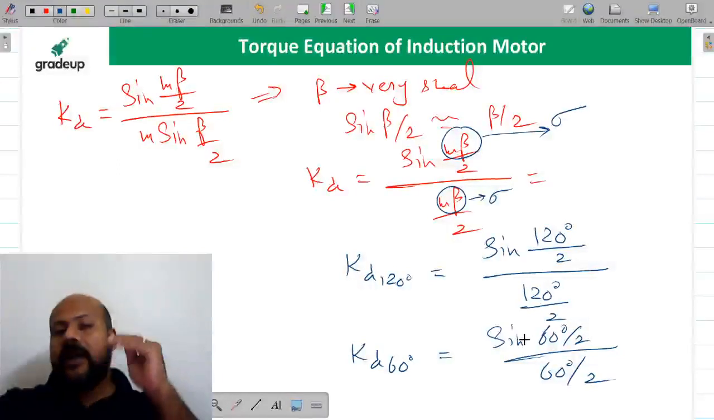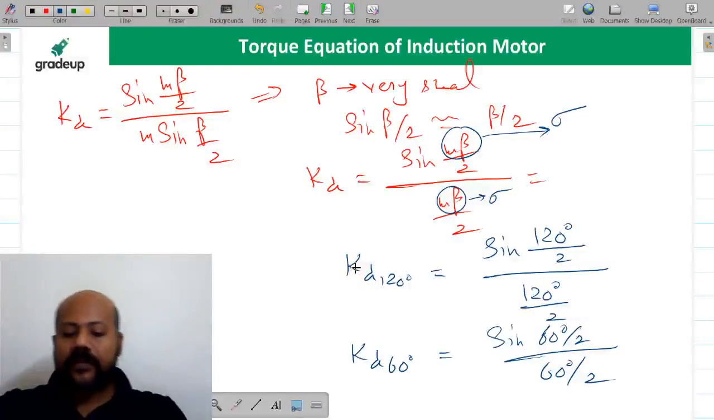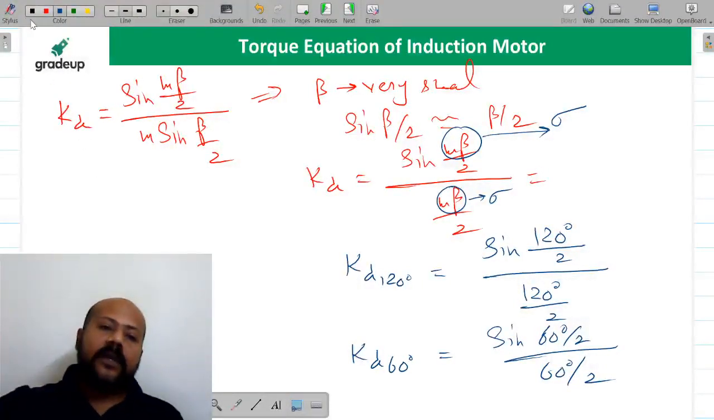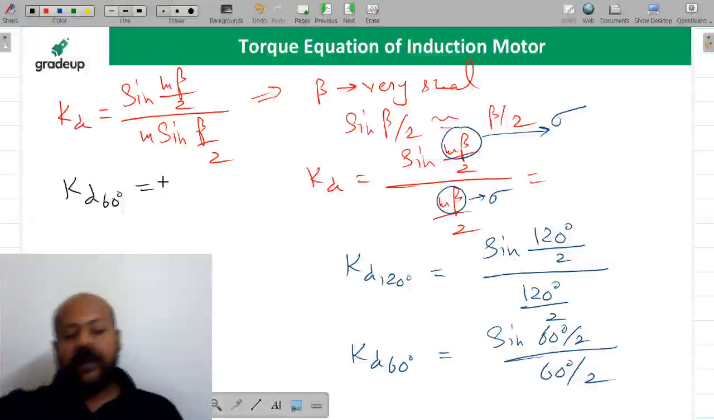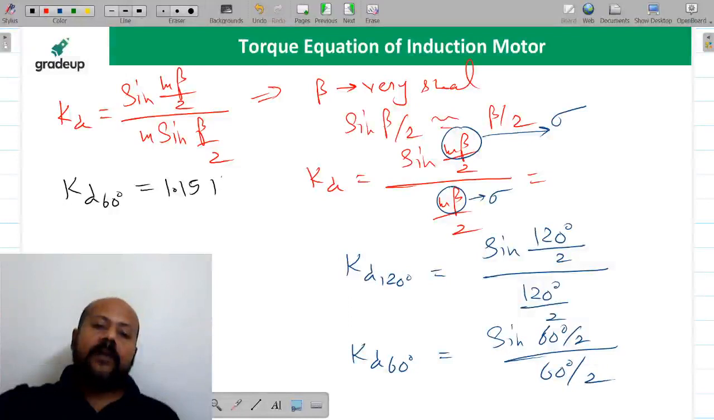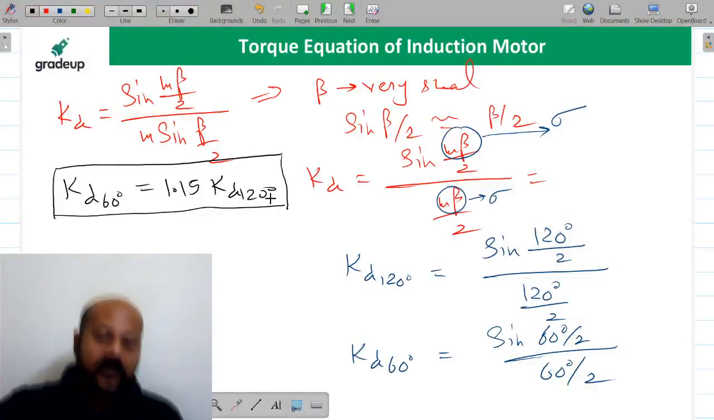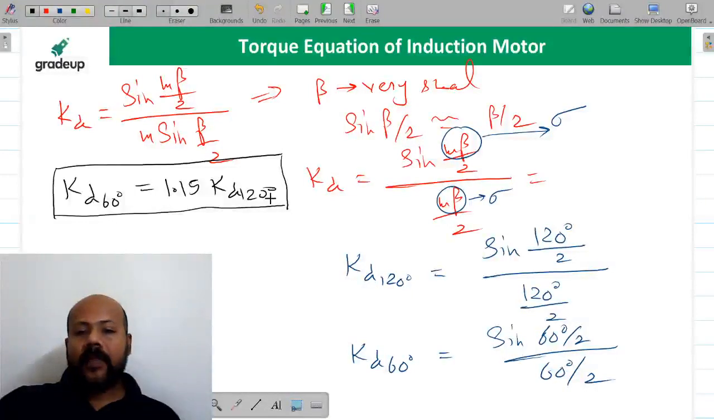So now you can compare the induced EMF with respect to the two different phase spreads. So you can find that the distribution factor for the 60 degree phase spread is going to be 1.15 times that of the 120 degree phase spread. It can be asked in your GATE or engineering services examination, so you can understand it. Is it clear? Yashwant, Sunny, all of you, please tell me, is it okay? Is it clear?